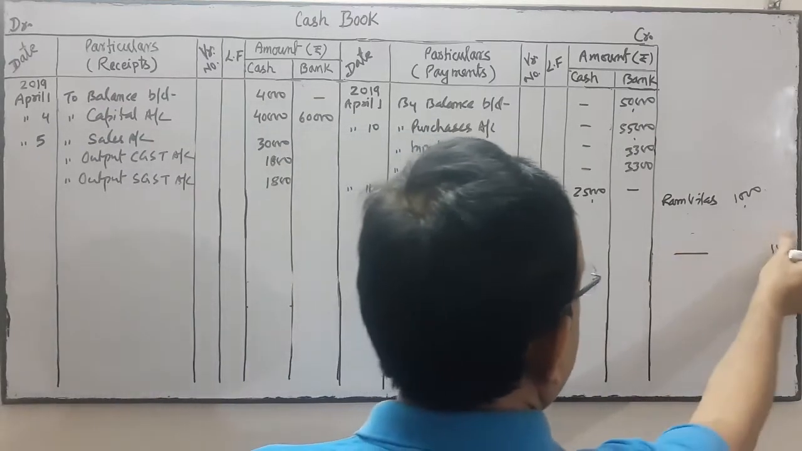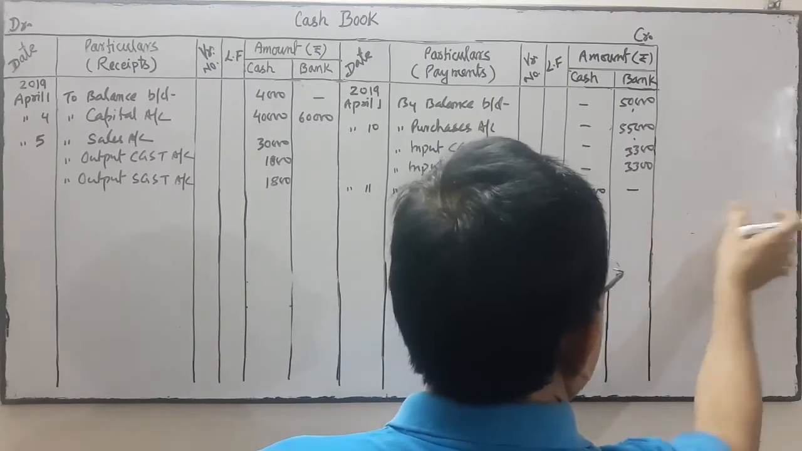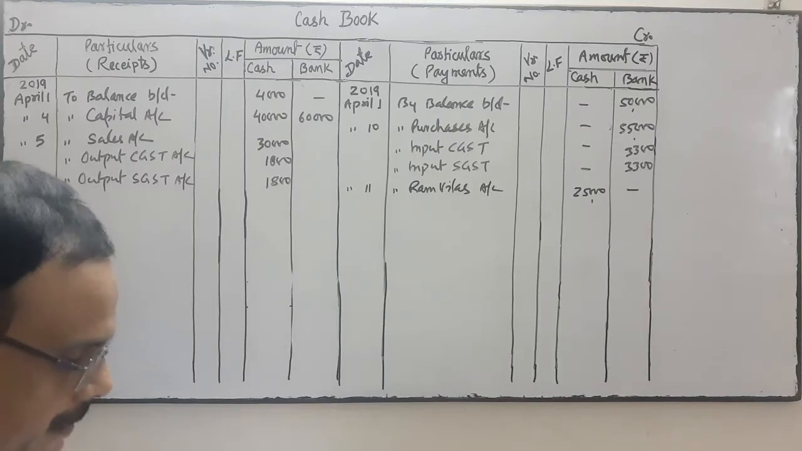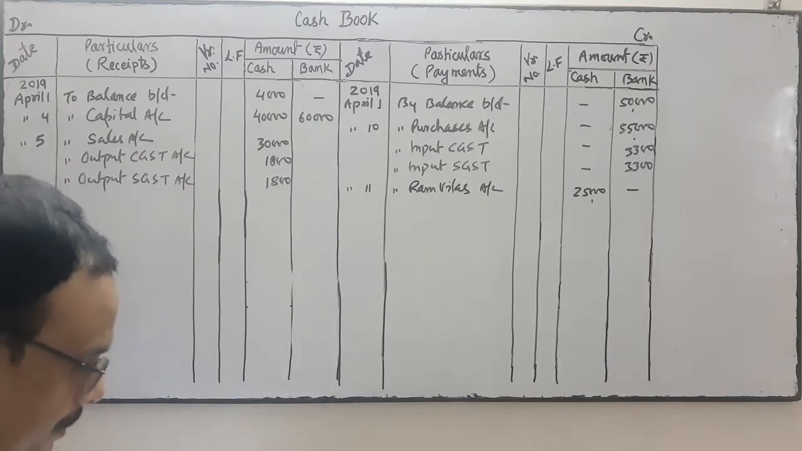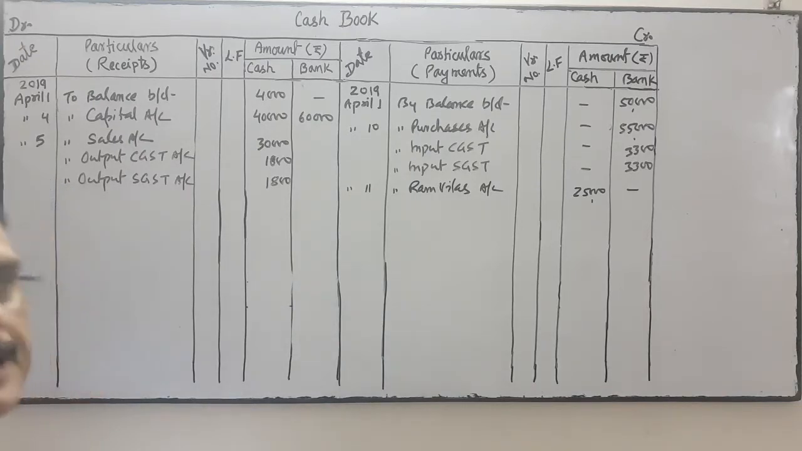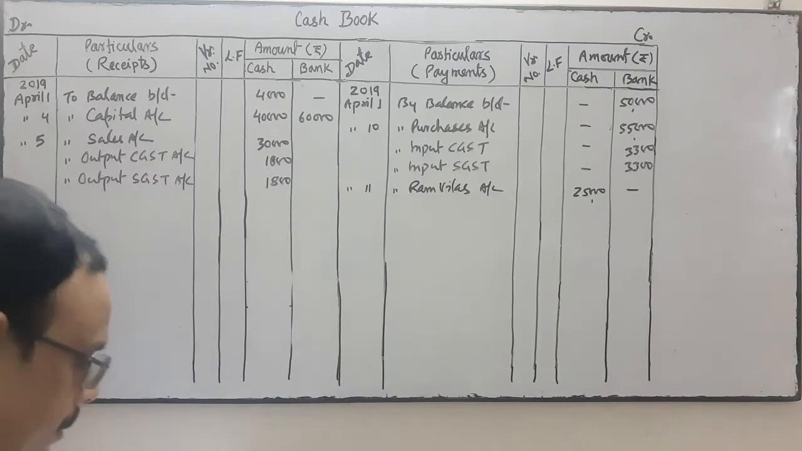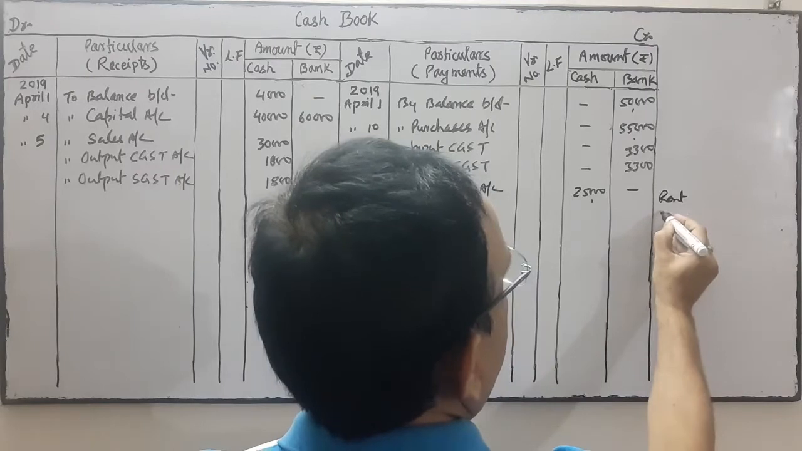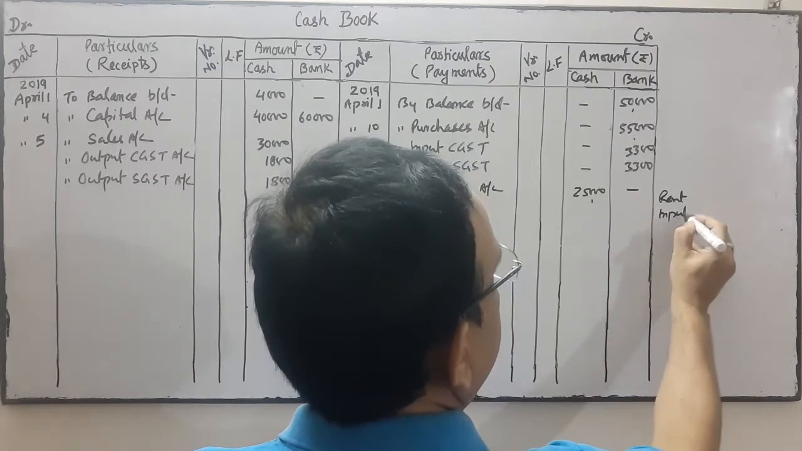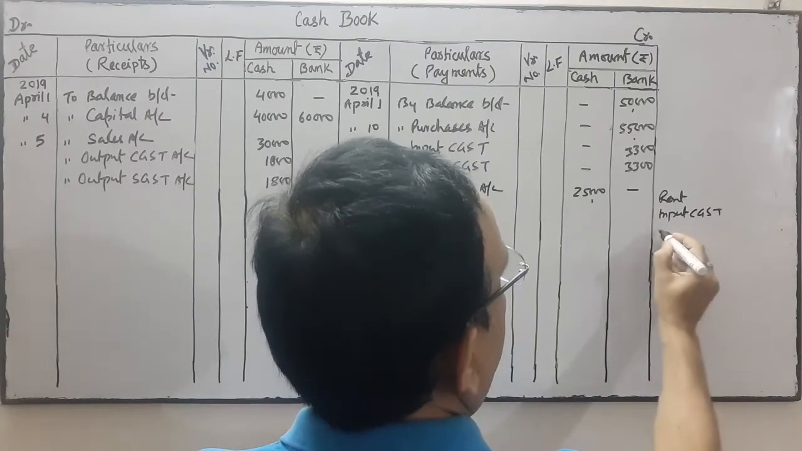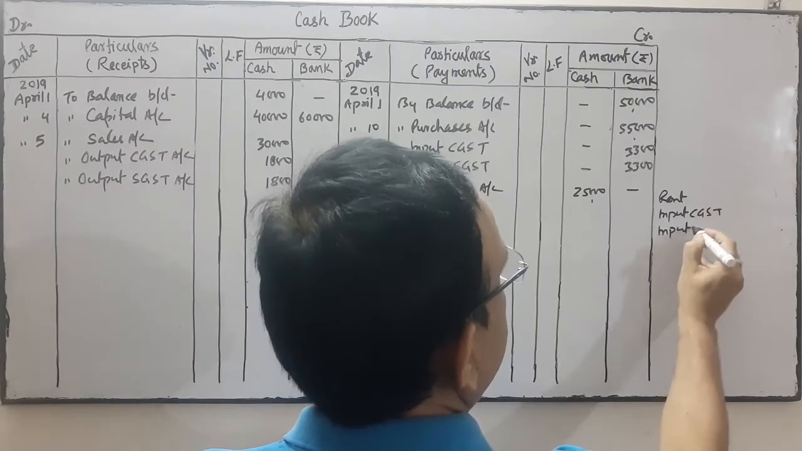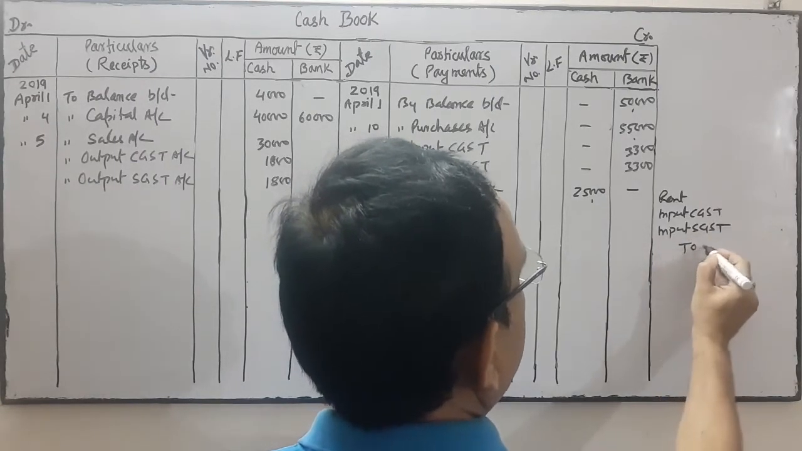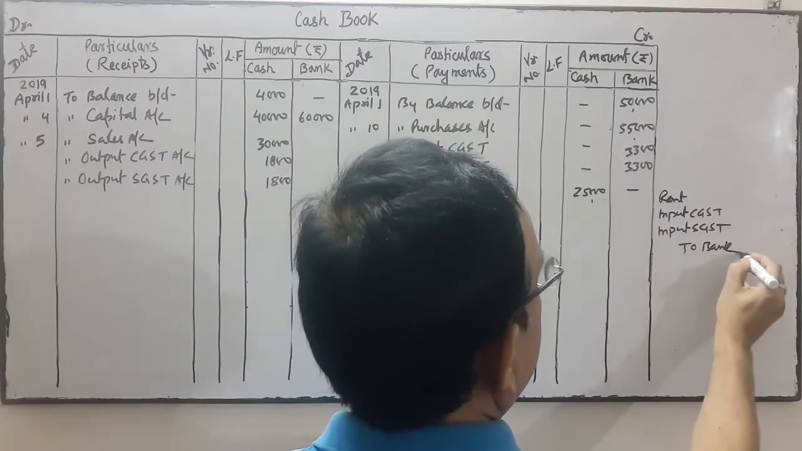Next is the next transaction. Rent of rupees 8,000 plus CGST and SGST at the rate of 6% each, paid by check. So rent account debit, input CGST, input SGST, to, it is payment made by check, so to bank account.